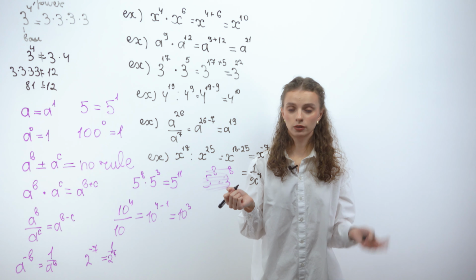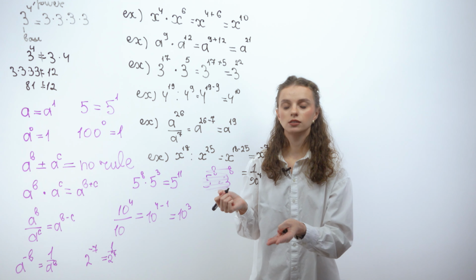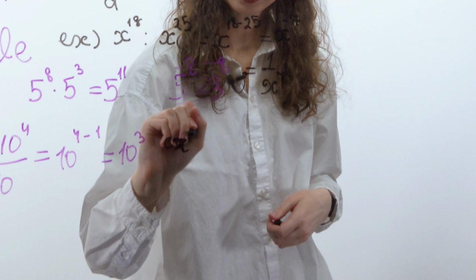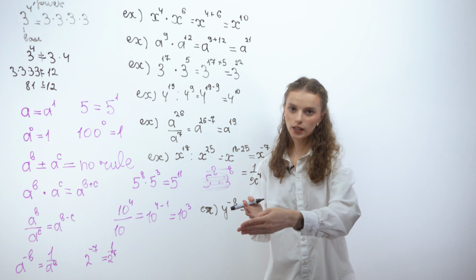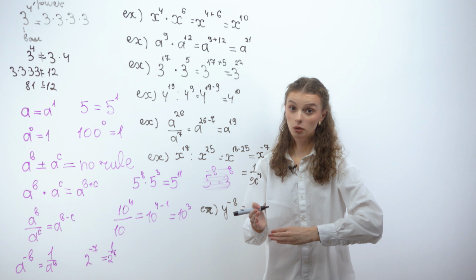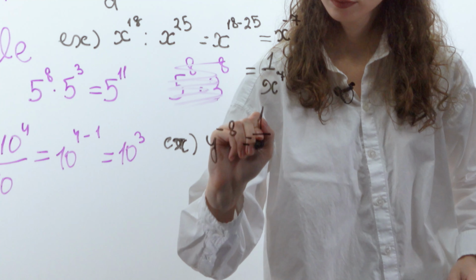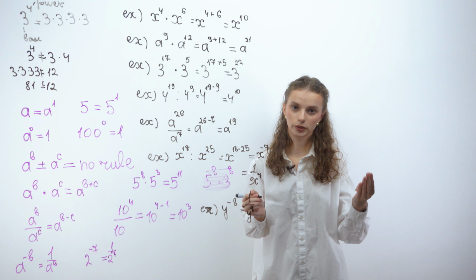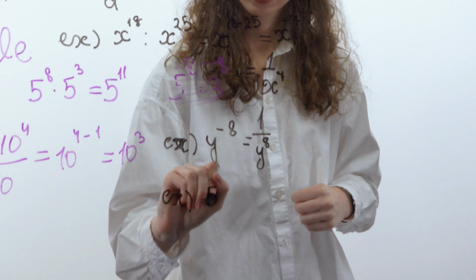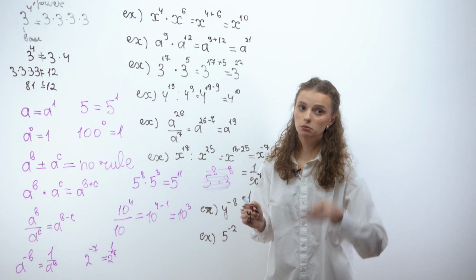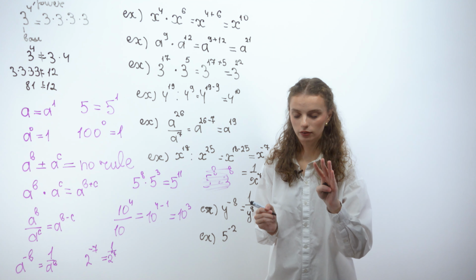Let's practice writing negative powers in the form of a fraction. Here I have y to the negative 8th power. What is going to happen? Y and 8 go into the denominator and the negative goes away. So you're left with 1 over y to the 8th power. Here I have 5 to the negative 2 power. What is going to happen? I'm going to put 5 to the 2nd power in my denominator and remove the negative.